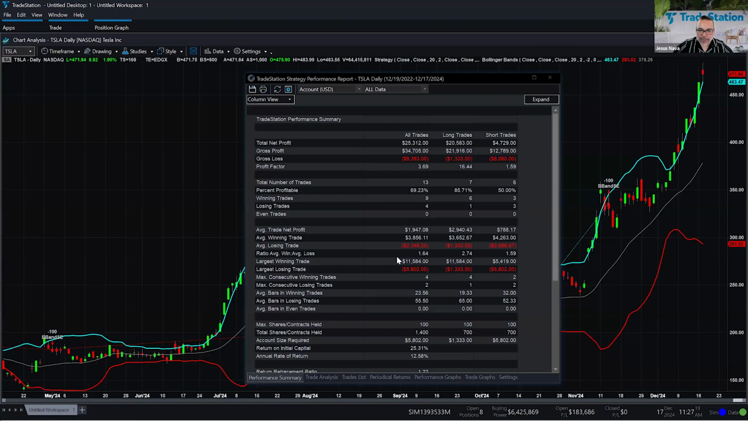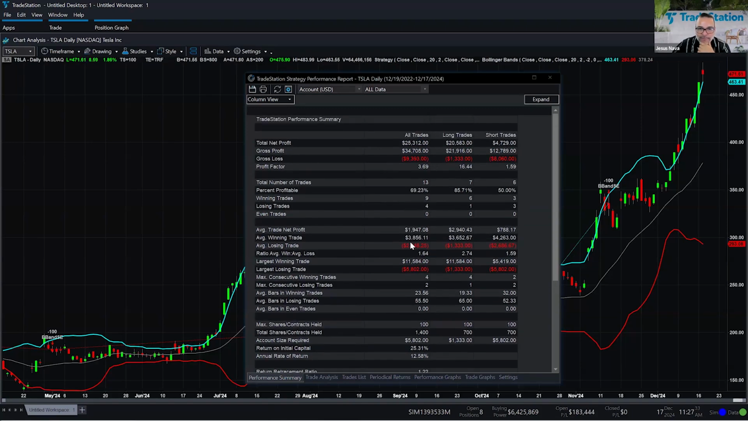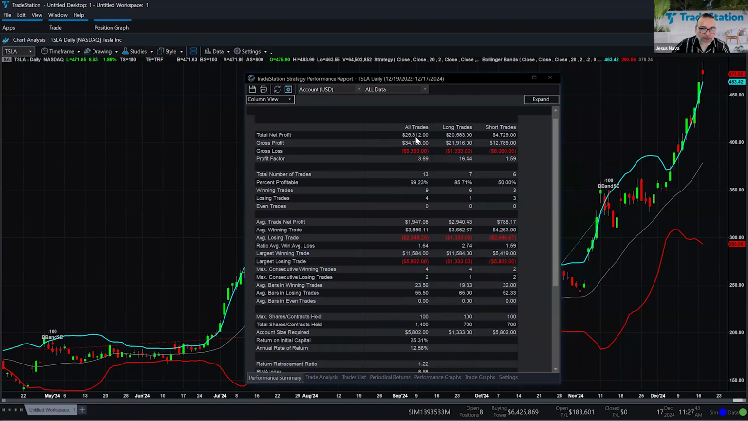Another thing that I would want to check is this largest losing trade. We have one single trade that lost $5,000. If you take into account your total net profit, which here is 25 grand, $5,000 is 20% of our total net profit. It's not something that I would want in my strategy backtest. I don't want to have these large losing trades.